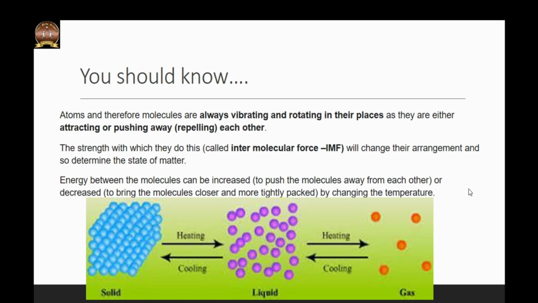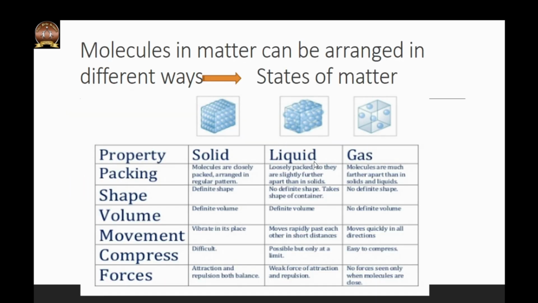Let's take a closer look. Now let's take a look at the differences between the 3 states of matter, that is the solids, liquids, and gases. So molecules in matter can be arranged in different ways, and this is what we define as the states of matter. If you look into solids, the packing in solids is that of a regular pattern.